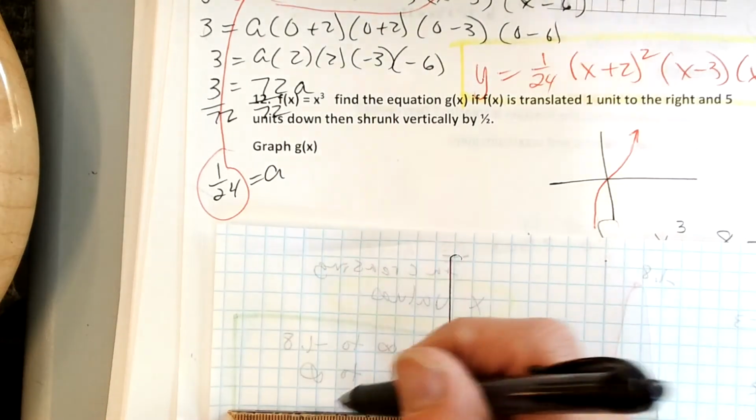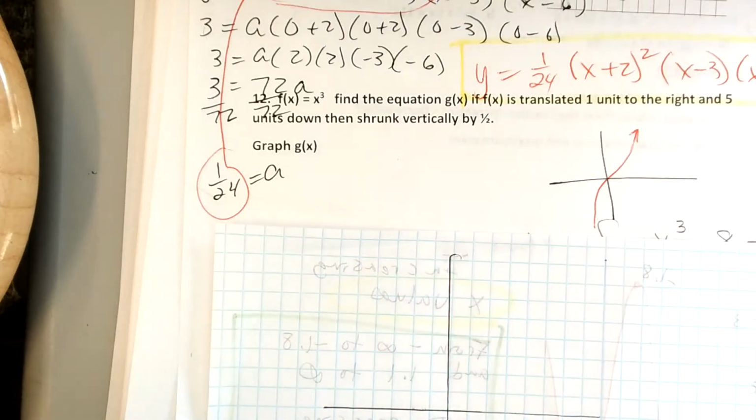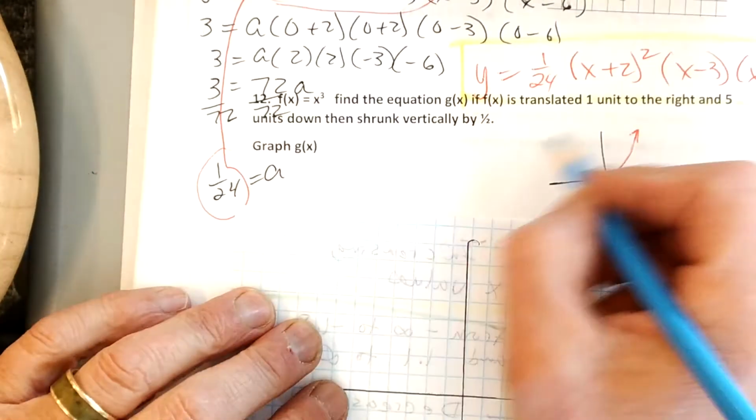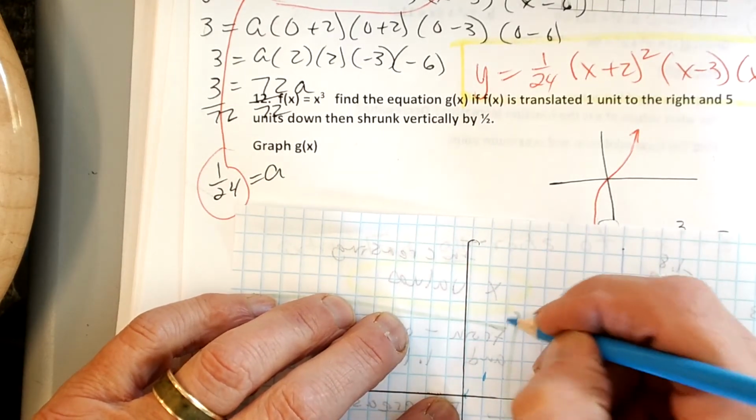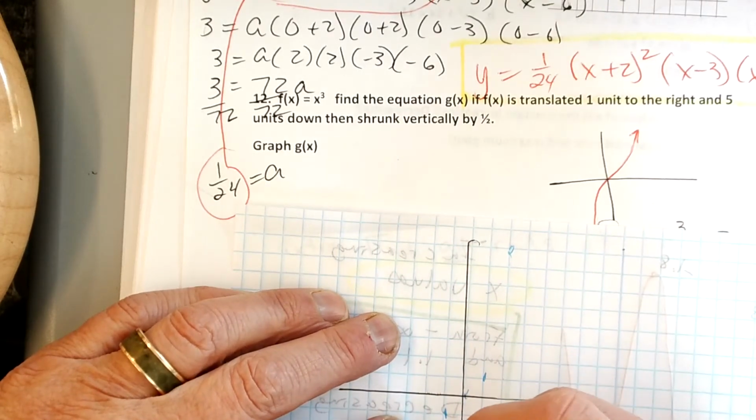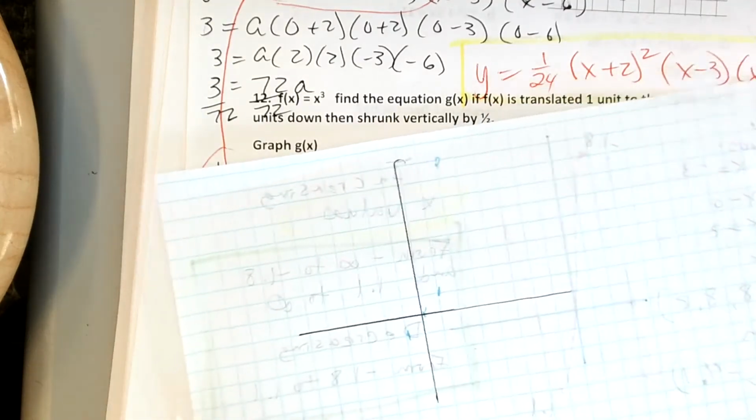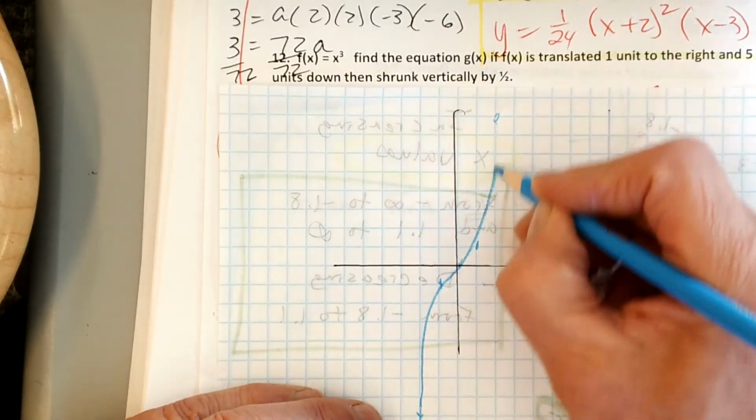All right, here is my parent function. I'll do my parent function in blue. Hopefully you can see that. 1, 2, 3, 4, 5, 6, 7, 8. 1, 2, 3, 4, 5, 6, 7, 8. Okay, because that's the x cubed. So here's my parent function. It looks like this. Okay.